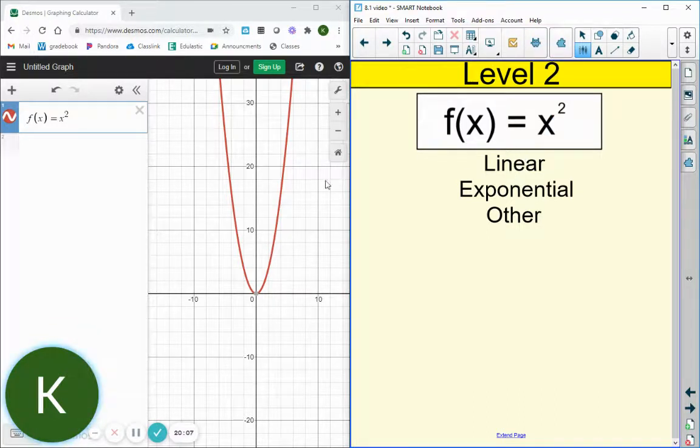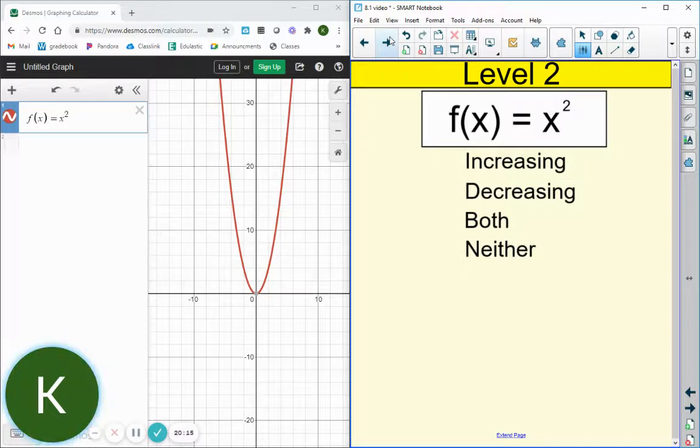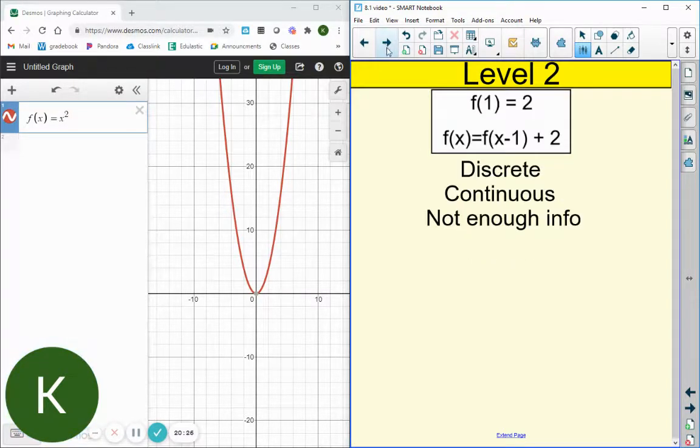Now it's linear, exponential, or neither. Well, this one doesn't have that side that flattens out. It's definitely not a line, so we're going to go with other. Next up, increasing or decreasing. Well, here it is going down, and here it is going up. And so that is going to be both. It is increasing and decreasing.